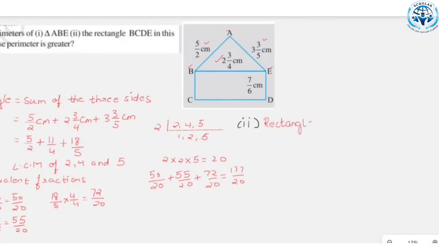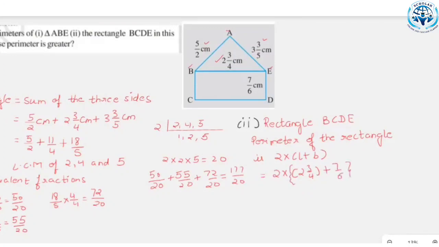Now the perimeter of the rectangle BCDE. Length and breadth are given. Length is 2 3 by 4, breadth is 7 by 6. We will put the measurements in the formula and find out the perimeter of the rectangle.